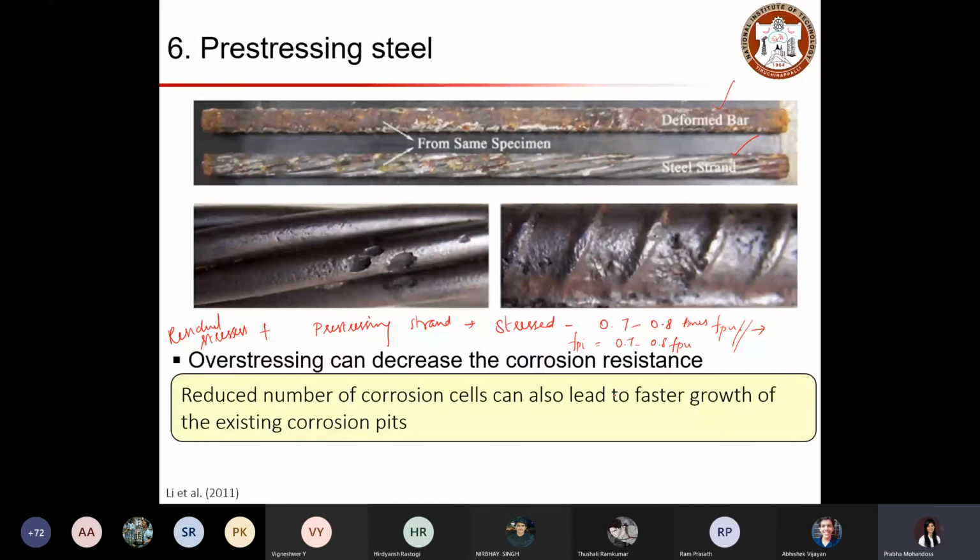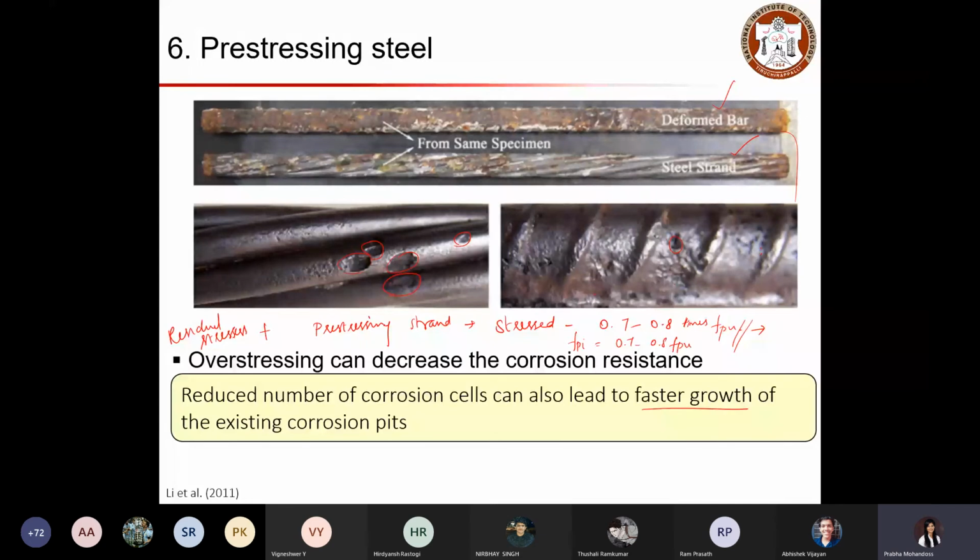So in this case, because of such scenarios, you can start observing such kind of corrosion pit formation on the surface. Whereas for the normal deformed rebar, there will be pit formation, but that will not be as significant as in this case. So here the corrosion cell can be less for pre-stressing strands, and that could lead to faster growth of the existing corrosion pits.